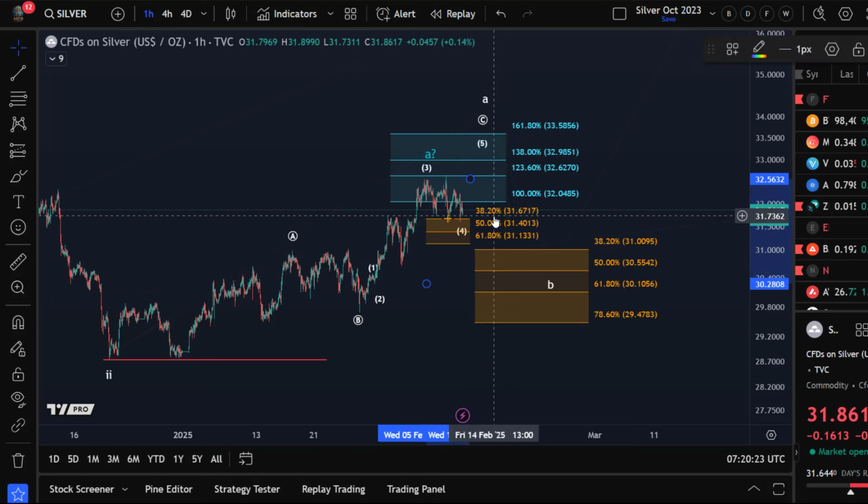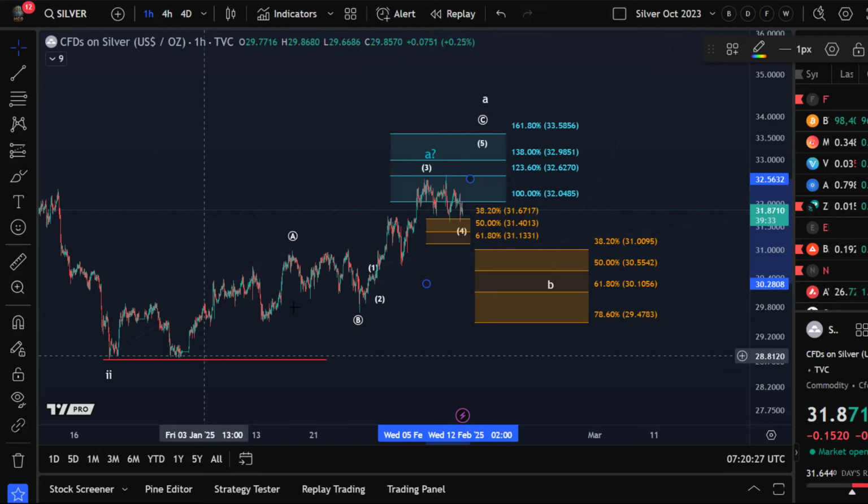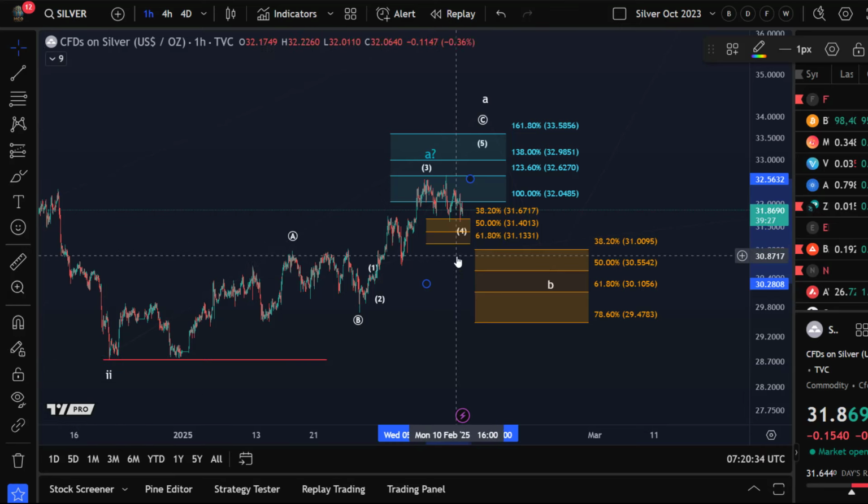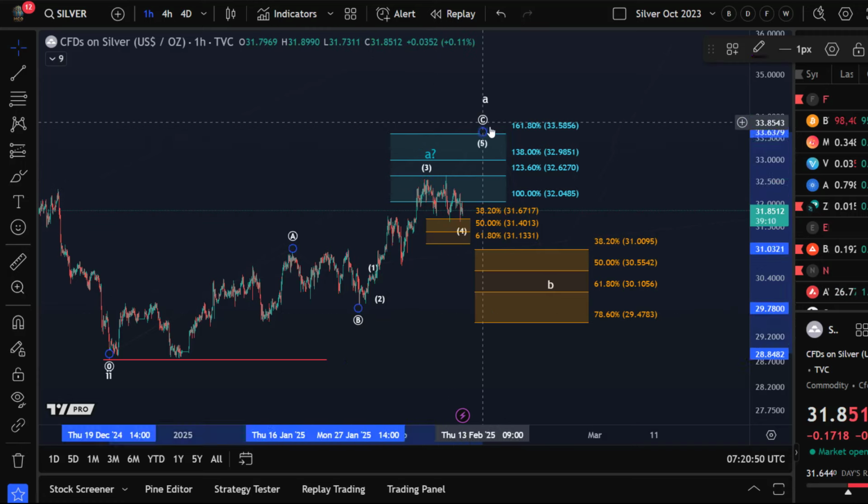So within this context I just shared with you, we're likely in this ABC structure, possibly in a larger third wave after wave 2 bottomed in December. The question is, has this A wave maybe topped already? It could be. But the pullback looks extremely corrective and could still count as a wave 4. I think this move up counts best as a C wave with one more high to come.